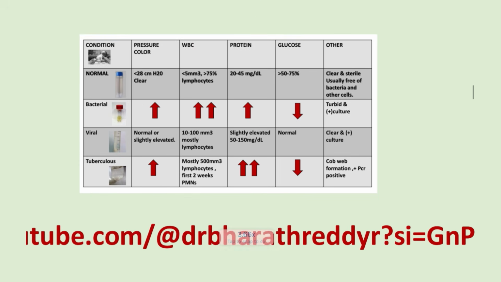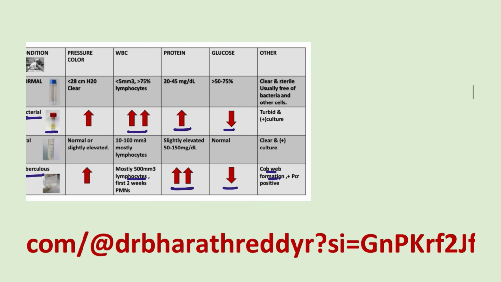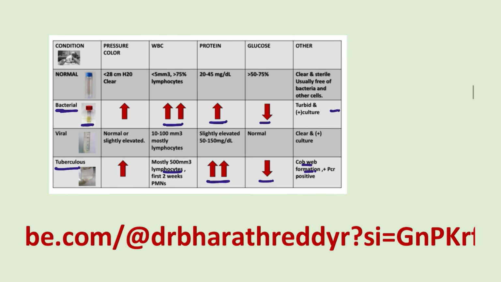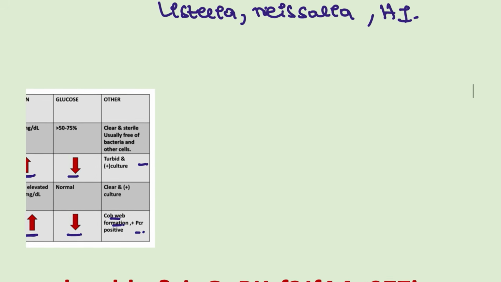Next, CSF analysis is also commonly asked, so how to recognize the different types. In bacterial meningitis, most commonly there will be increased neutrophils, whereas in tuberculosis, increased lymphocytes. In tuberculosis, you will see high protein and low glucose, and in bacterial also the same, high protein and low glucose, but the protein is only mildly elevated. Severely elevated protein is seen with tuberculosis. Cobweb formation is also seen with tuberculosis. Bacterial CSF will be turbid in color, and culture positive, most commonly for Streptococcus, and tuberculosis is the chronic type. Lymphocytes will be commonly associated.